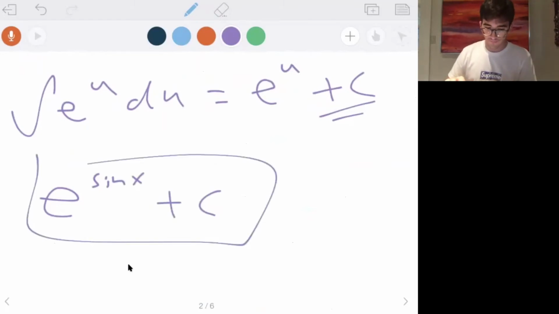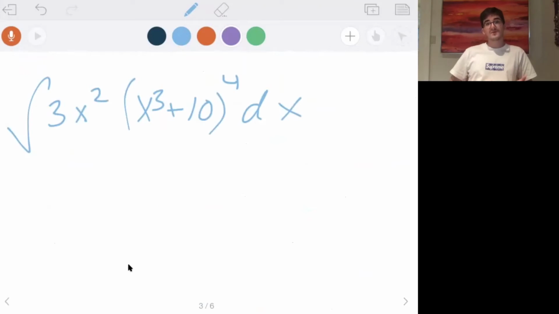Okay, let's do another one. And probably there'll be people that do this that actually FOIL this out 4 times, multiply by 3x squared, and then just do power rule. You could do that, but don't, because there's a better way.